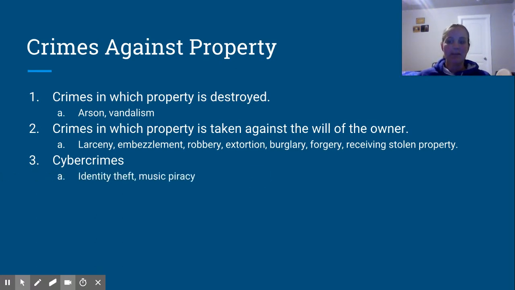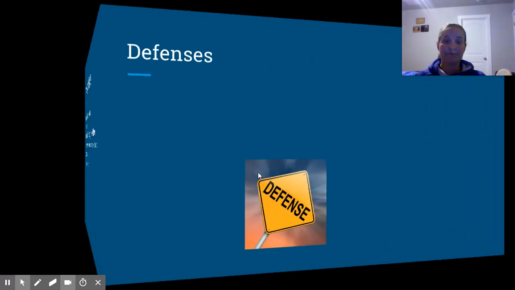So some cyber crimes include identity theft and even music piracy. So it's illegal to go and steal someone's music online, that sort of thing. That's a cyber crime. And those are things, like I said, that are just growing at a rapid pace.